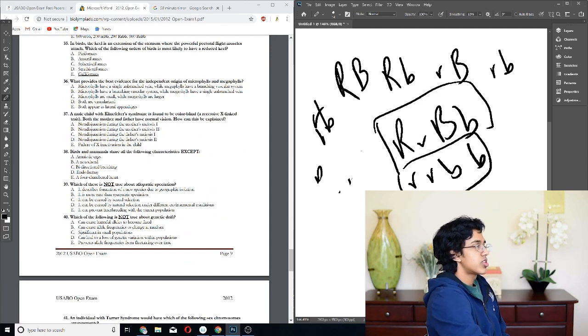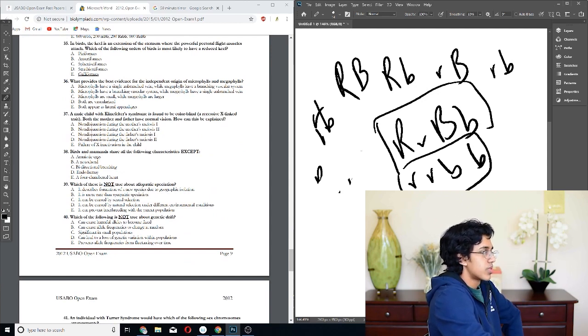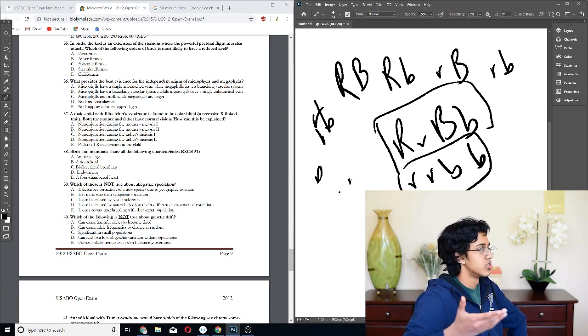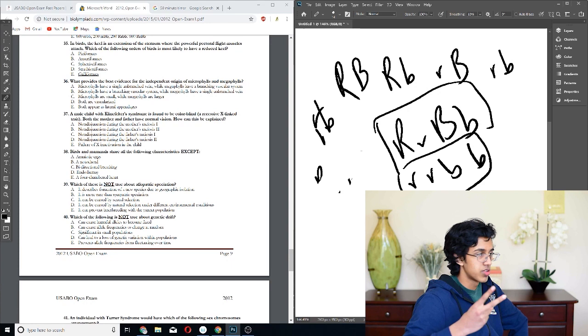Alright, so independent origin of microphylls and megaphylls. Basically, microphylls are the smaller leaves and megaphylls are the bigger leaves. So, A is true. B is false. C is true. So, to prove independent origin, there has to be some difference between the two. So, I'm pretty sure it's going to be A.